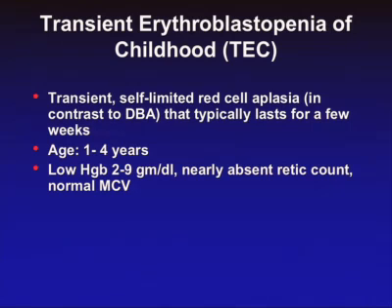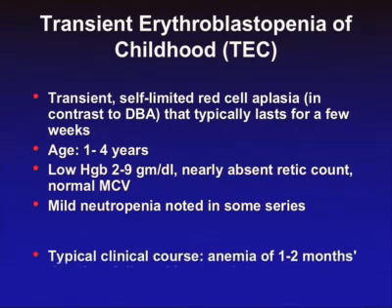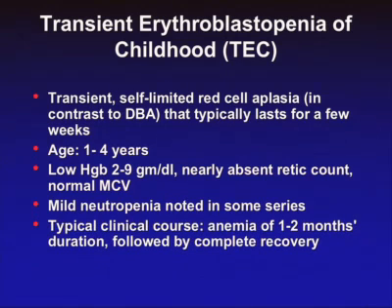Again, you can have some very striking hemoglobins in these kids, and a nearly absent reticulocyte count. These kids should have a normal MCV, okay? As opposed to the kids with congenital pure red cell aplasia, Diamond-Blackfan, that's a bone marrow failure syndrome. If you have a kid with a hemoglobin of 3 and an MCV of 105, as opposed to 80, you'd be thinking more about Diamond-Blackfan in that kid. Some people will note a little bit of neutropenia that happens at the same time in these kids, not necessarily.